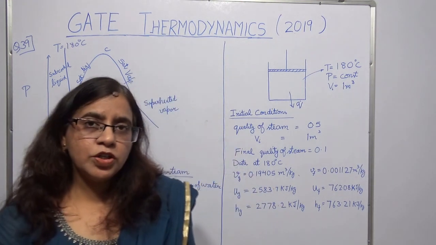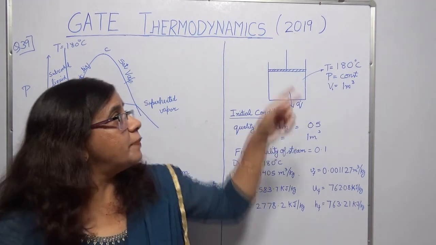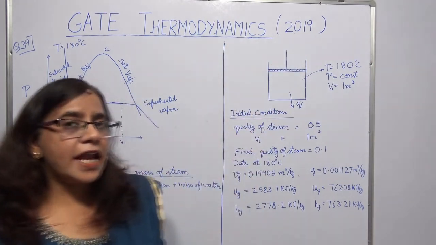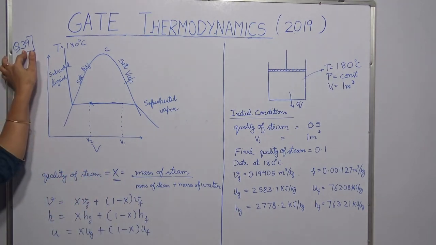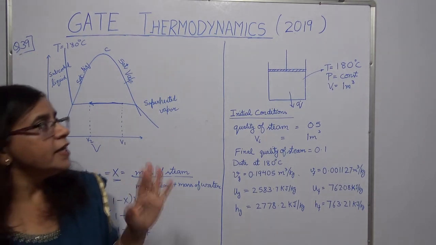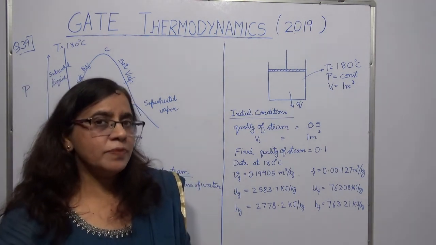In this video we are going to take two remaining problems which appeared in 2019 GATE and that were related to thermodynamics. So this was question number 39 which appeared for 2 marks. Let's briefly first see what the problem statement is.